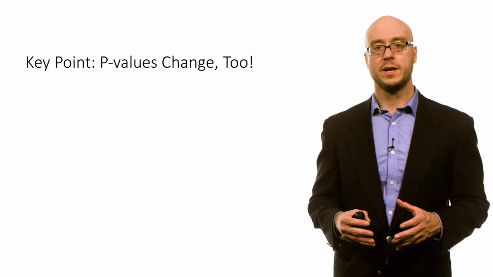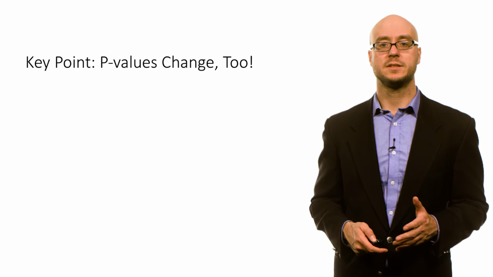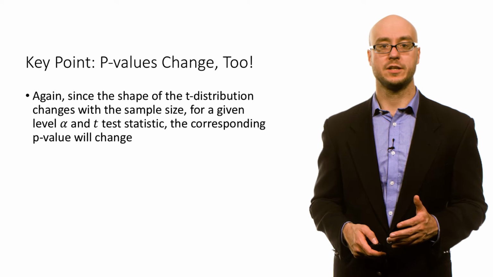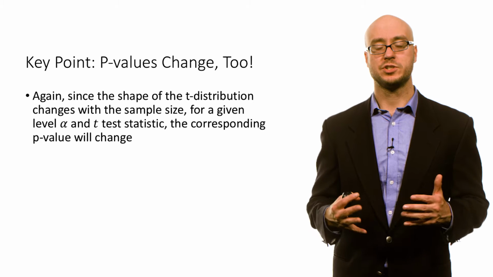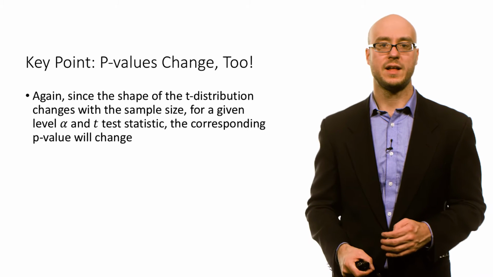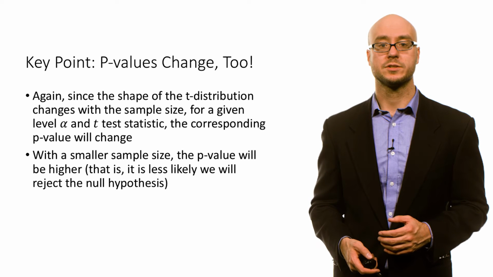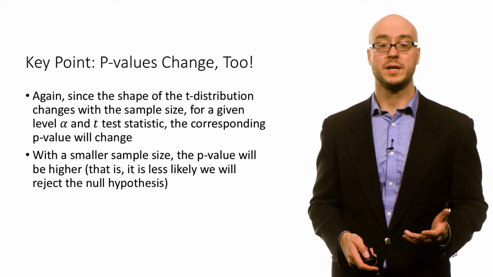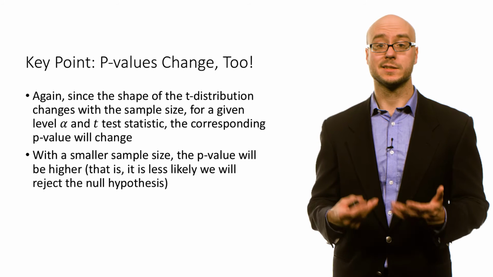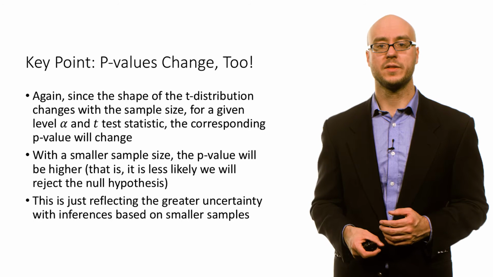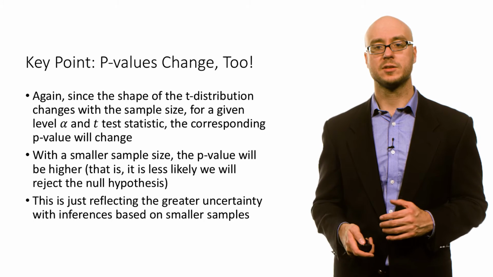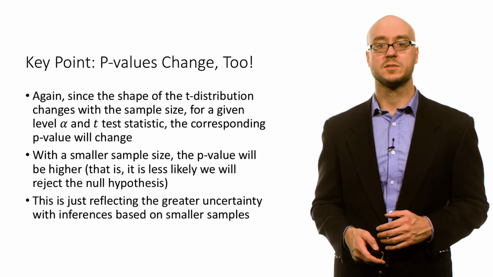Now, the key point here is that our test statistics and p-values, they all change, right? Since the shape of the t-distribution changes with the sample size, for a given level of alpha in a t-test statistic, the corresponding p-value will change. So with a smaller sample size, the p-value will be higher. That is, it is less likely we will actually reject the null hypothesis. This is just reflecting the greater uncertainty with inferences based on smaller samples.